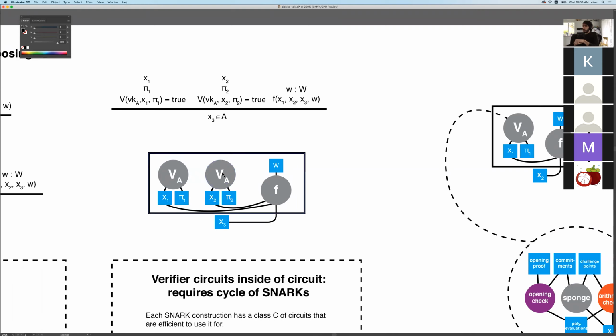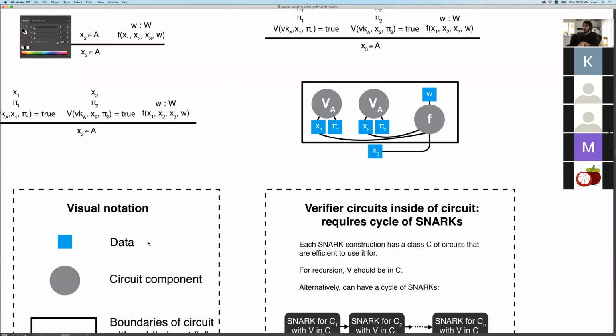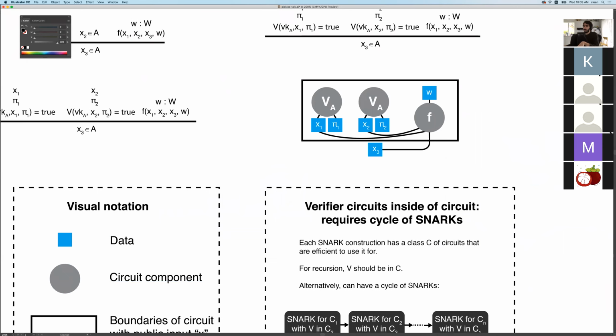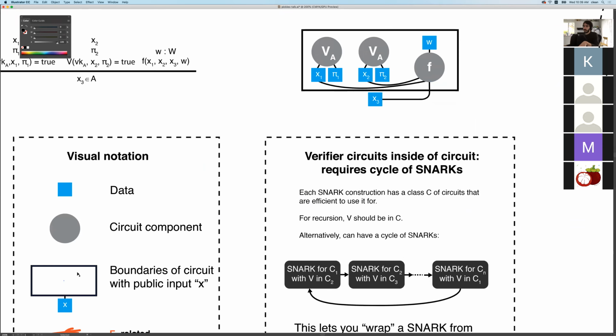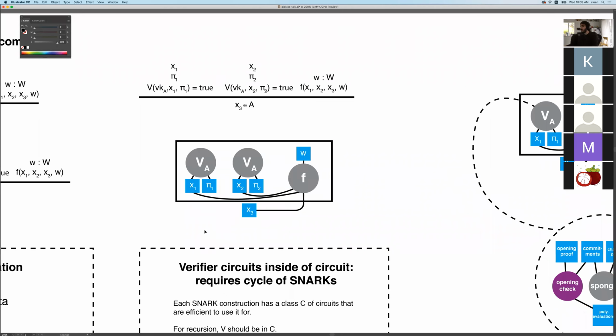Circles represent computations within a circuit or components of a circuit. And squares represent data that the circuit is operating on. And values that are poking out of the circuit represent the public input to the circuit. Cool, so square, data, circle, circuit component, boundaries of circuit with corresponding public input, and that's all we'll need for now.